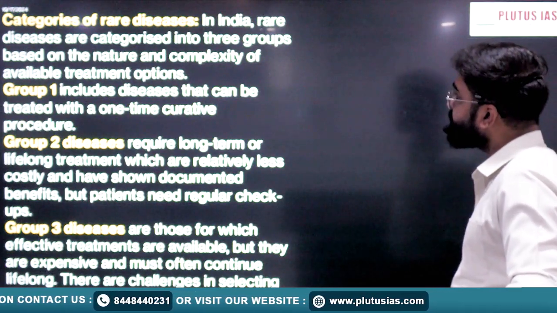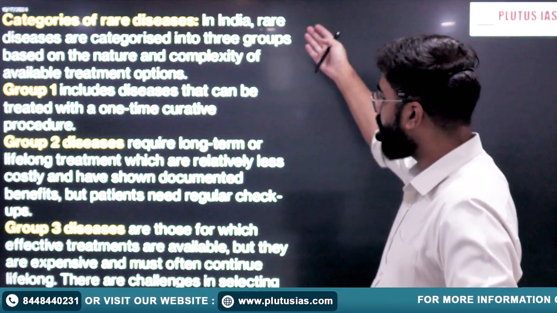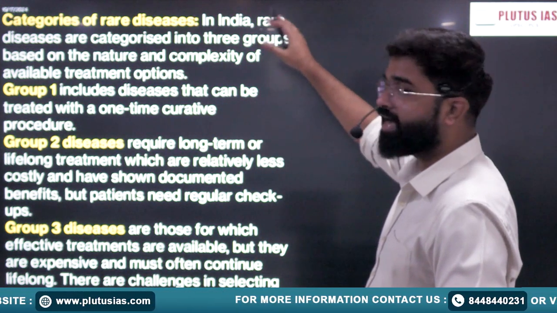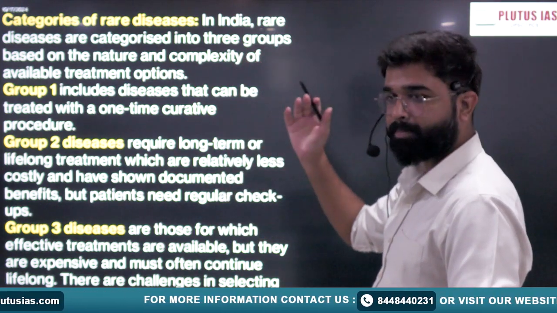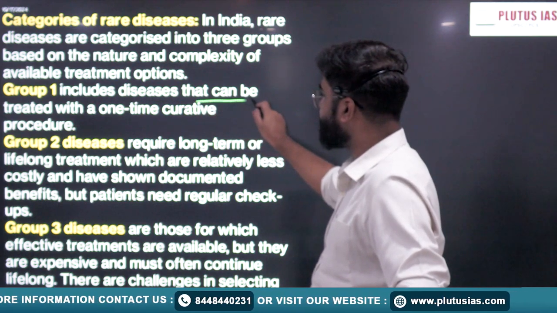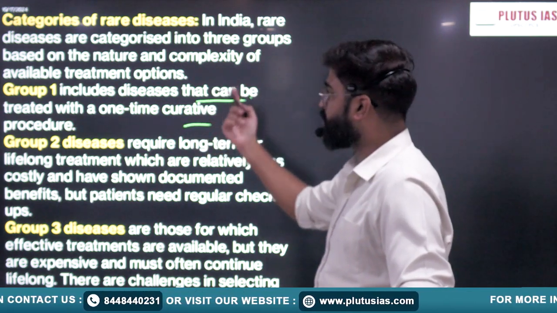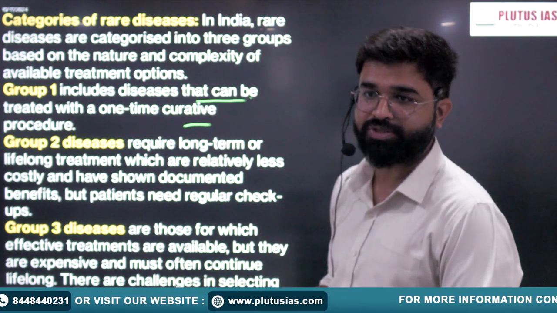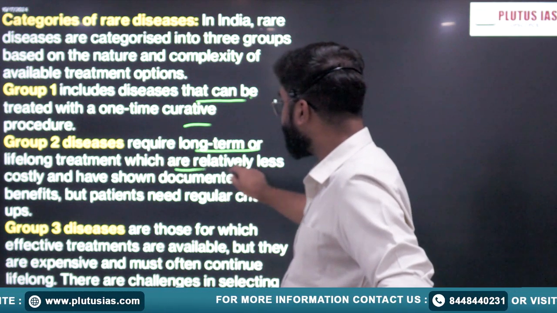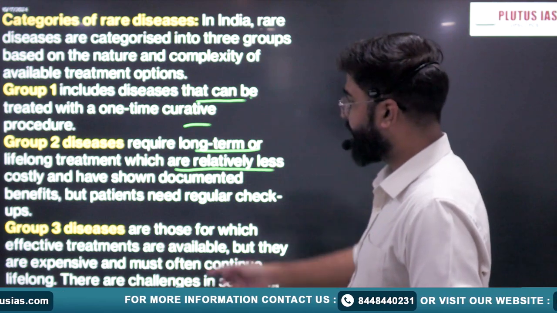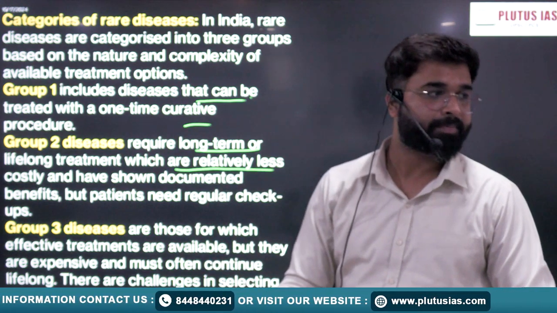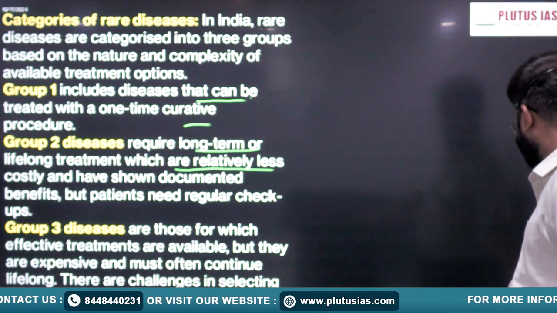Next. Categories of rare diseases. So overall, there are 3 categories. In India, all the rare diseases are classified in 3 groups. Group 1 includes diseases that can be treated with only a one-time curative procedure. Other diseases require long-term, lifelong treatment, which is relatively less costly. And the last one is lifelong treatment, which is costly. Okay, 3 types of rare disease.